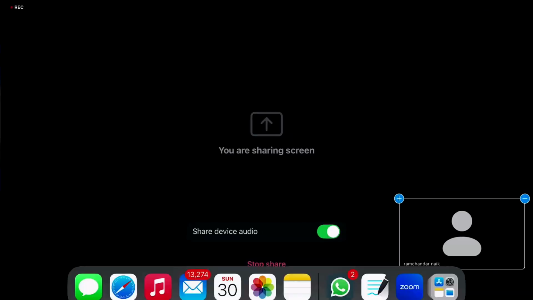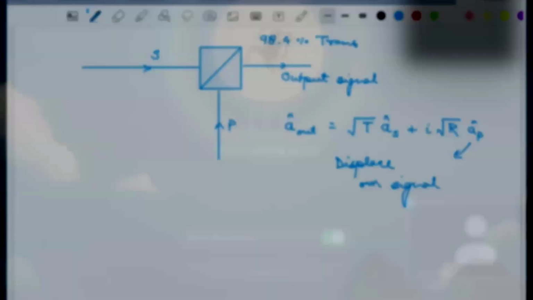Guys, there is a timer. I don't think this will go more than 4 minutes. Is my tab screen visible? Hello. Galav, yes, your tab screen is visible.